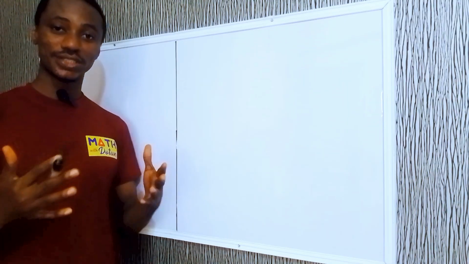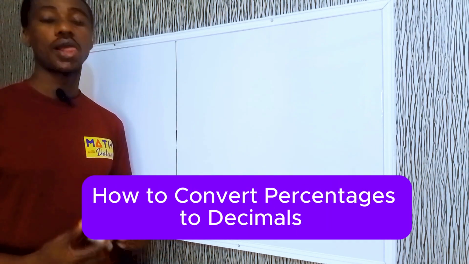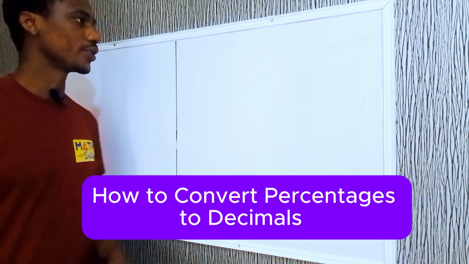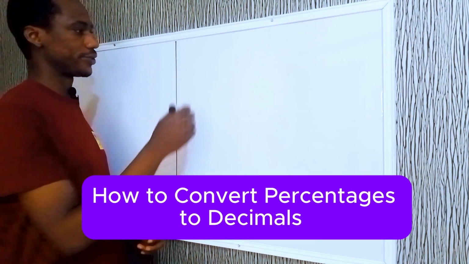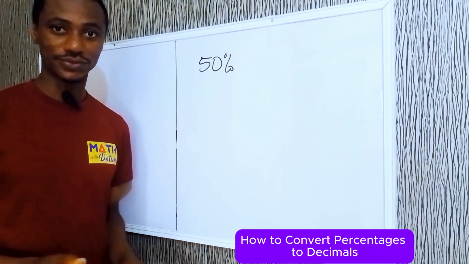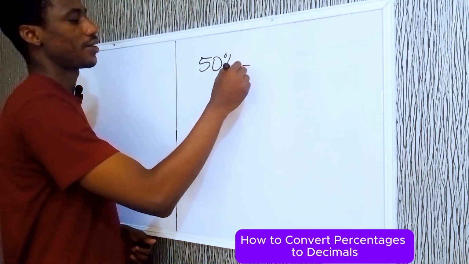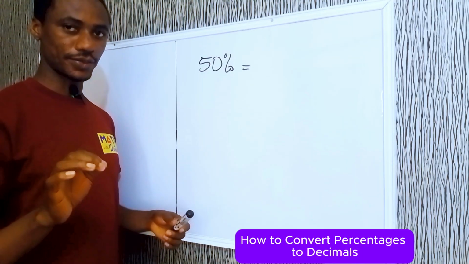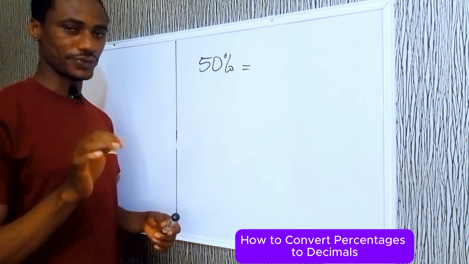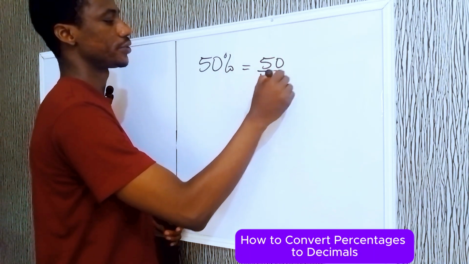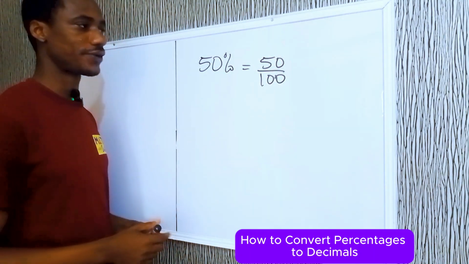Now we're talking about changing percentages to decimal fractions, right? Okay, so easy peasy. We start with 50% again, like we did with the fraction. Remember that the percentage symbol means divided by 100, out of 100. So this is 50 out of 100, 50 over 100 as a fraction.